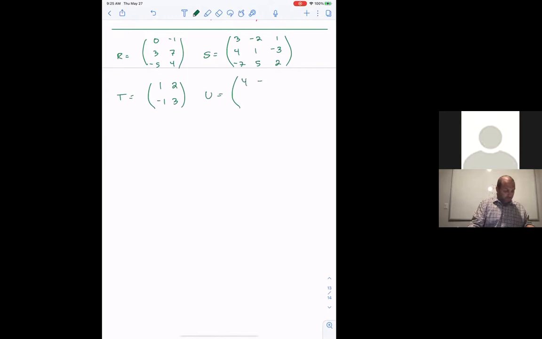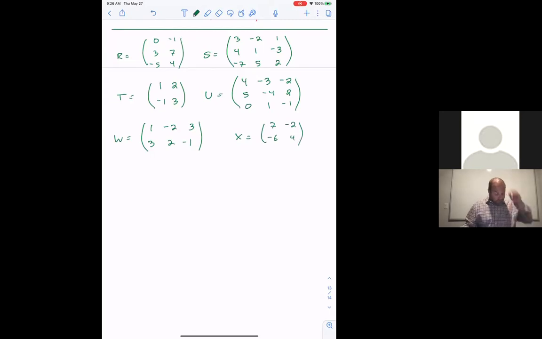U is 4, negative 3, negative 2, 5, negative 4, 2, 0, 1, negative 1. W is 2 by 3: 1, negative 2, 3, and 3, 2, negative 1. And X is 7, negative 2, negative 6, and 4. So calculate each of these as possible. These are all for 2 through 6. So those 6 matrices are going to be used for a bunch of problems.